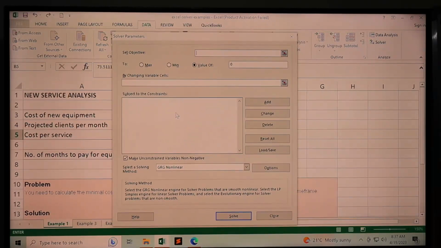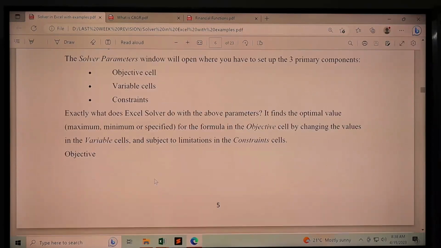In this solvers parameter dialog, we will have three main parameters that you need to specify. You can see those parameters. The first one is the objective. The objective cell is here. Then we have the variable cell, that is, by changing variable cell. And the last part is the constraint cell, that is, the constraint value. We have already seen the three parameters, and they apply here.